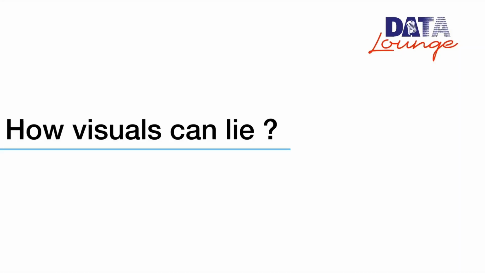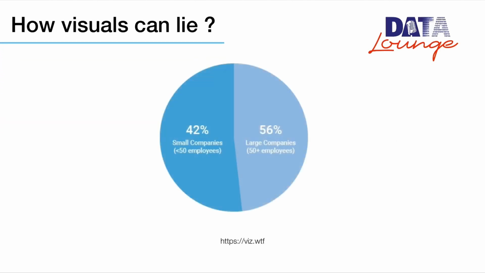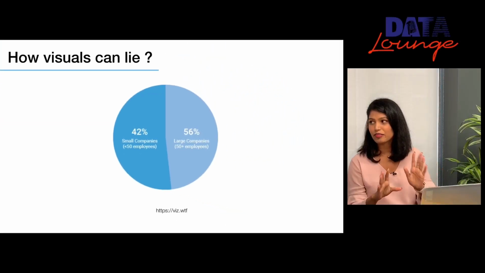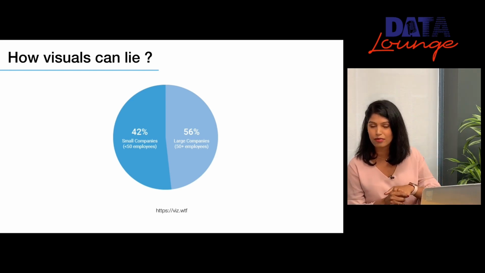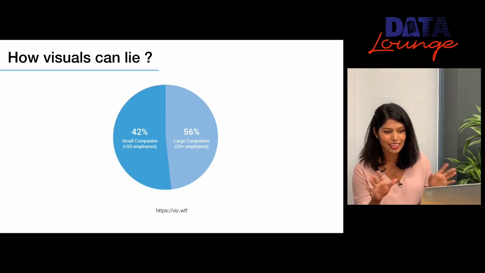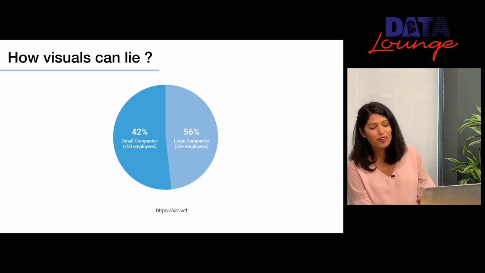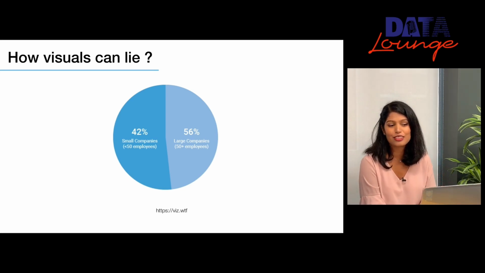All right. So let me start with how visuals can actually lie. I'm going to give you some tricky questions now. Okay. So let me show you some examples. Actually, before I begin, that's the source from where I got all these visuals, and the name itself says a lot about it. It's viz.wtf. I'm not going to say what it stands for. So, what do you think? You see this visual, and what can you see?